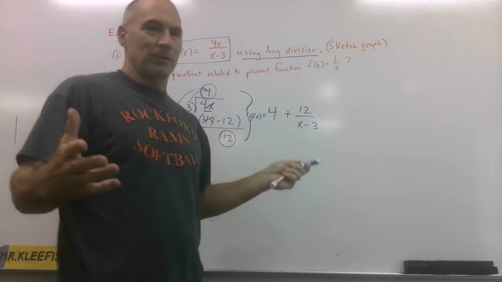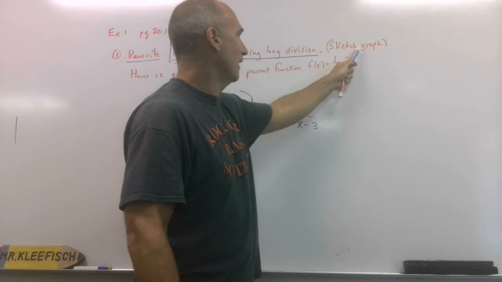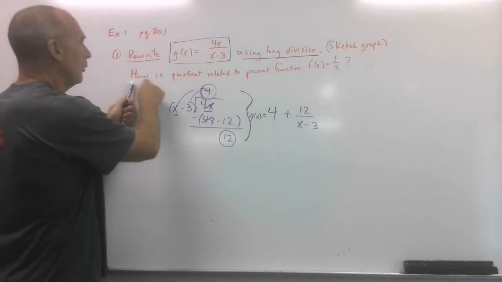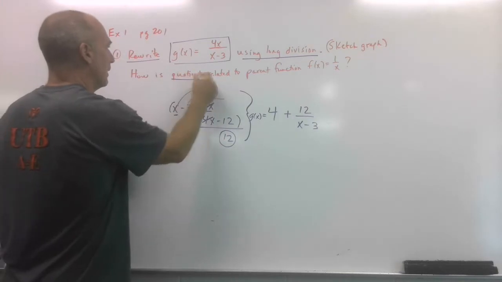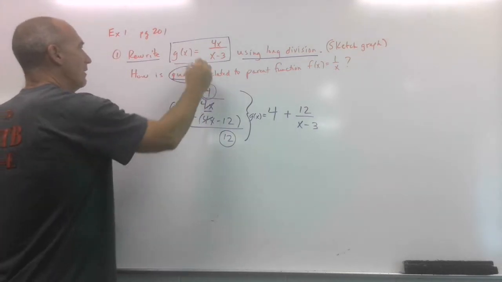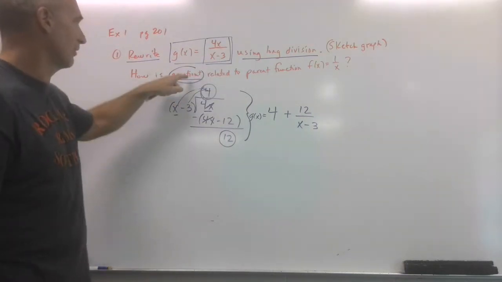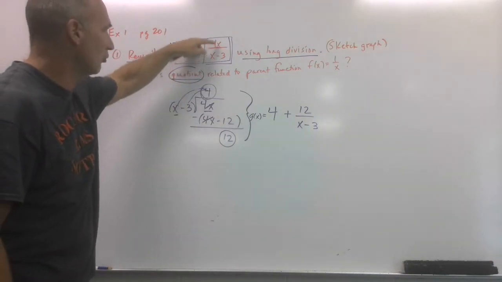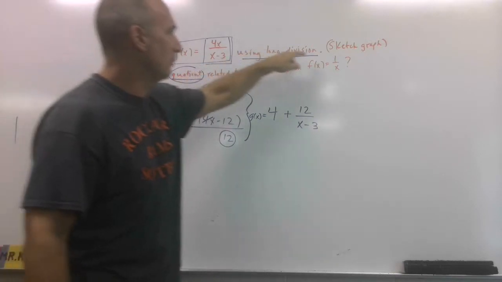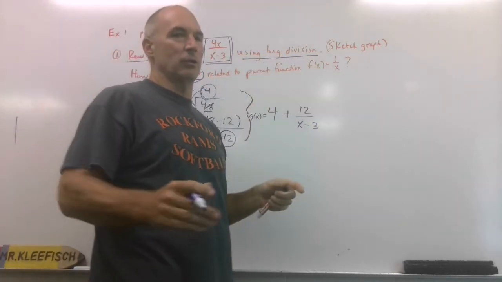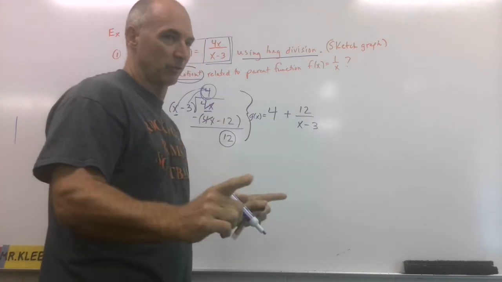But then they say, hey, sketch the graph, and how is it related to this? So, how is the quotient... See, that might throw some of you, like, what the heck is that? That's just another word for fraction. How does this fraction, equation, function relate to the parent function? Once again, just a sneaky way of slipping in transformations. There's a trick though.